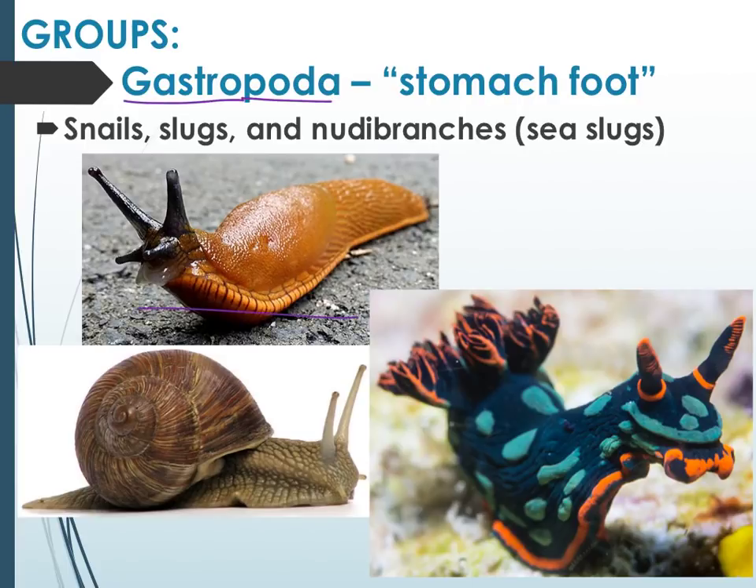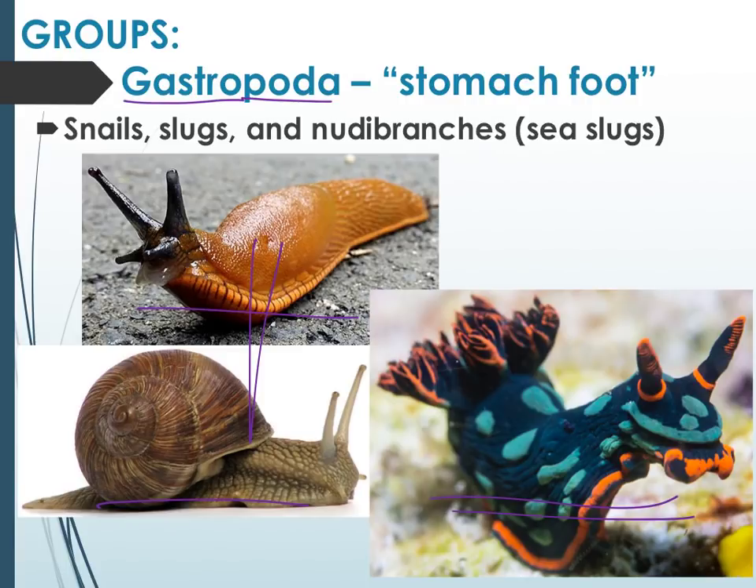Here's an example of a slug, here's a snail, and here's a nudibranch. These two here are going to be primarily land-based, although snails can exist in the water. And then nudibranchs are marine-based, more of a sea-type slug.